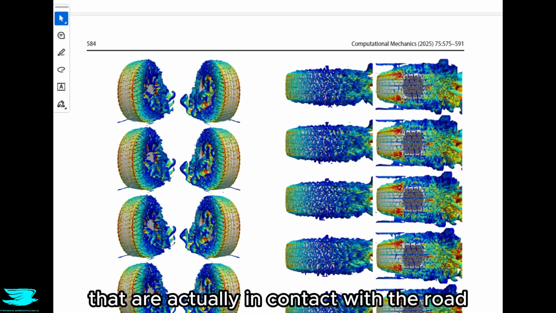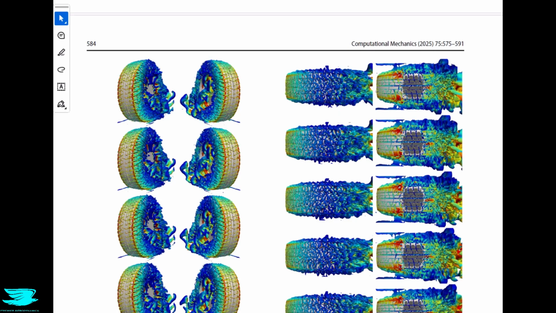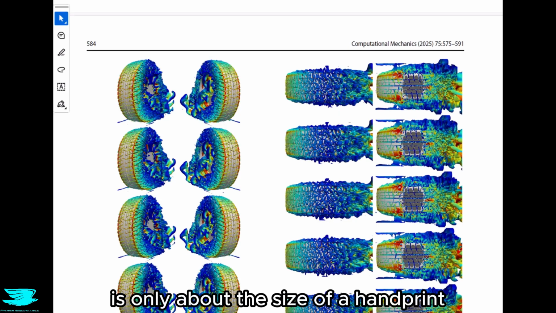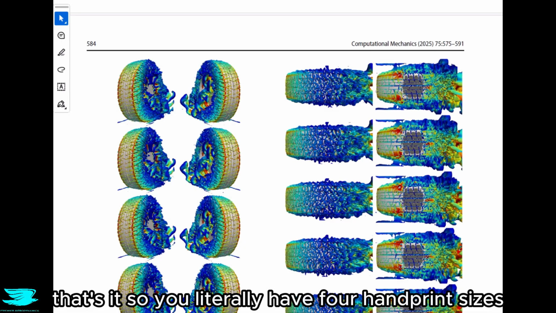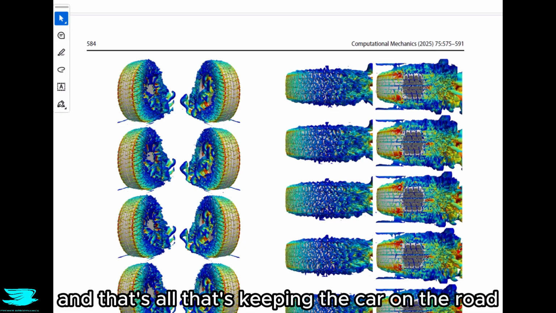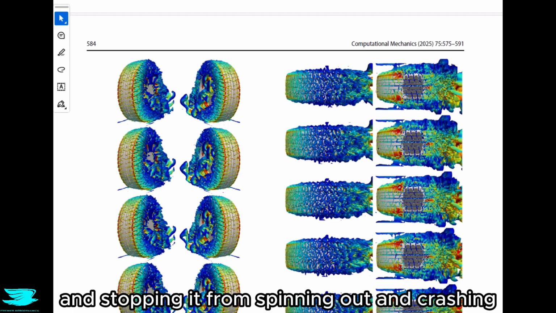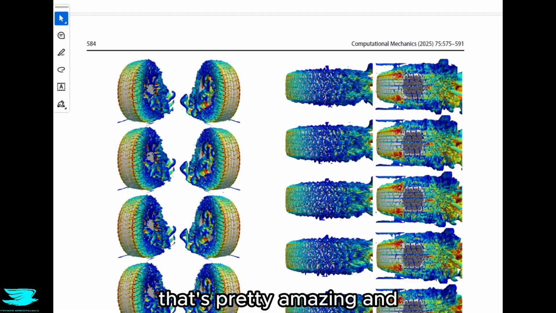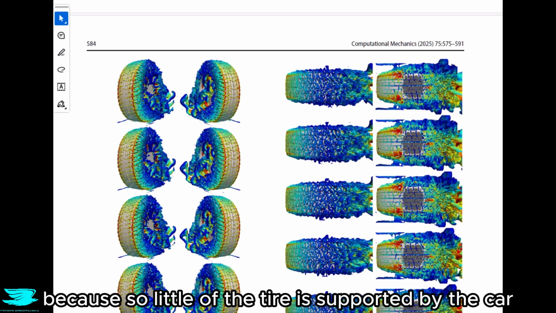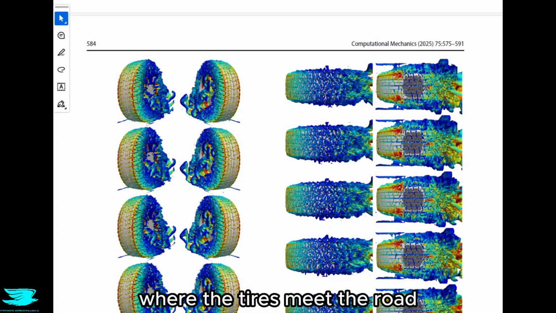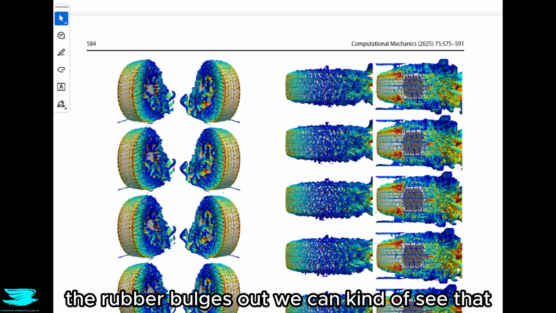So the area of the tires that are actually in contact with the road is only about the size of a handprint. That's it. So you literally have 4 handprint sizes, and that's all that's keeping the car on the road and stopping it from spinning out and crashing. That's pretty amazing. And because so little of the tire is supported by the car, where the tires meet the road, the rubber bulges out.